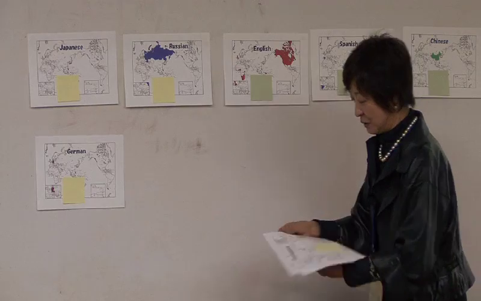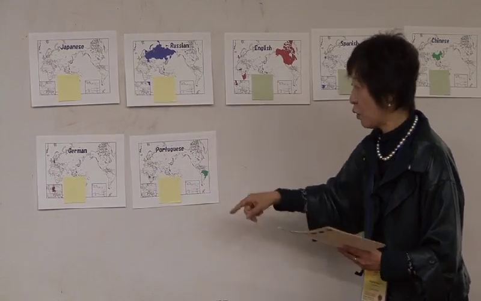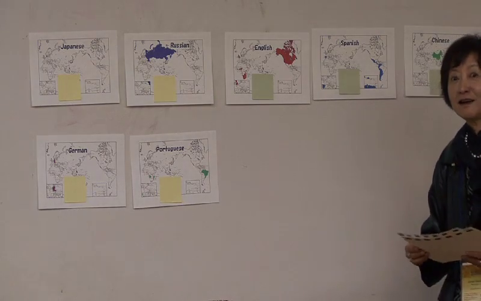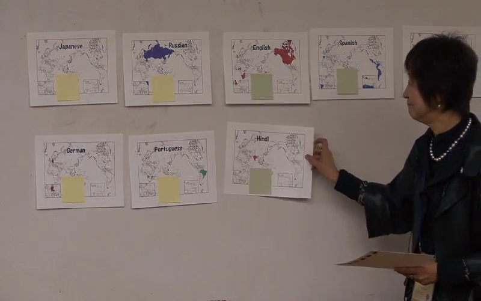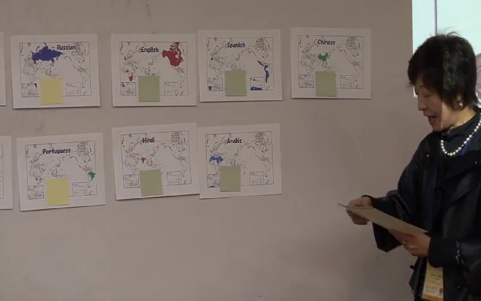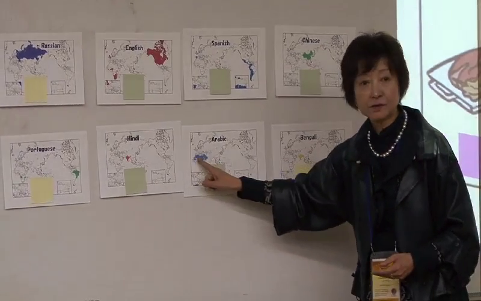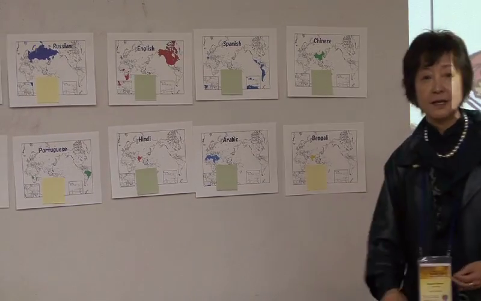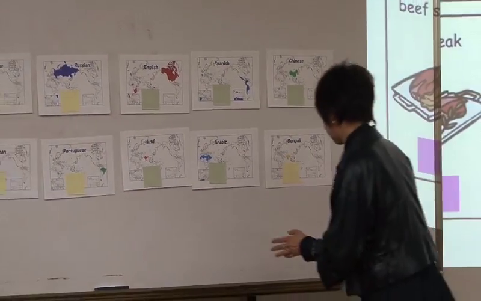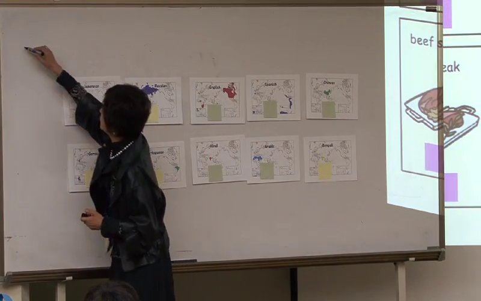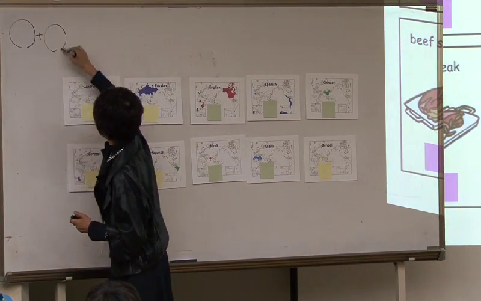We have German, and we have Portuguese. Oh, Portuguese is spoken in Brazil, and a lot of our children love soccer. We have Hindi, spoken in India. We have Arabic, spoken in many countries around here, okay? And we have Bengali. Now, at this point, I'd like to divide you into 2 teams, and the 2 teams will compete.